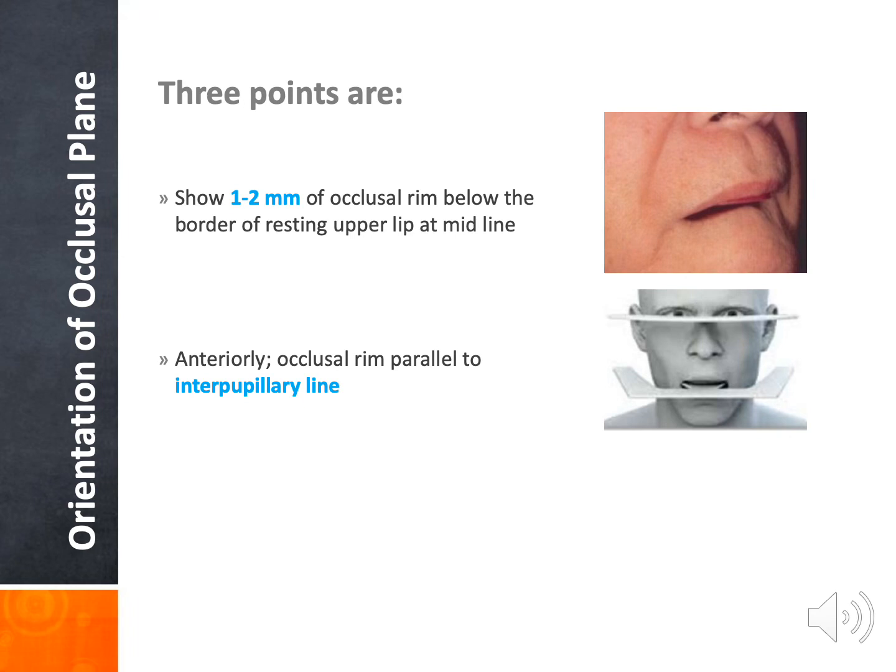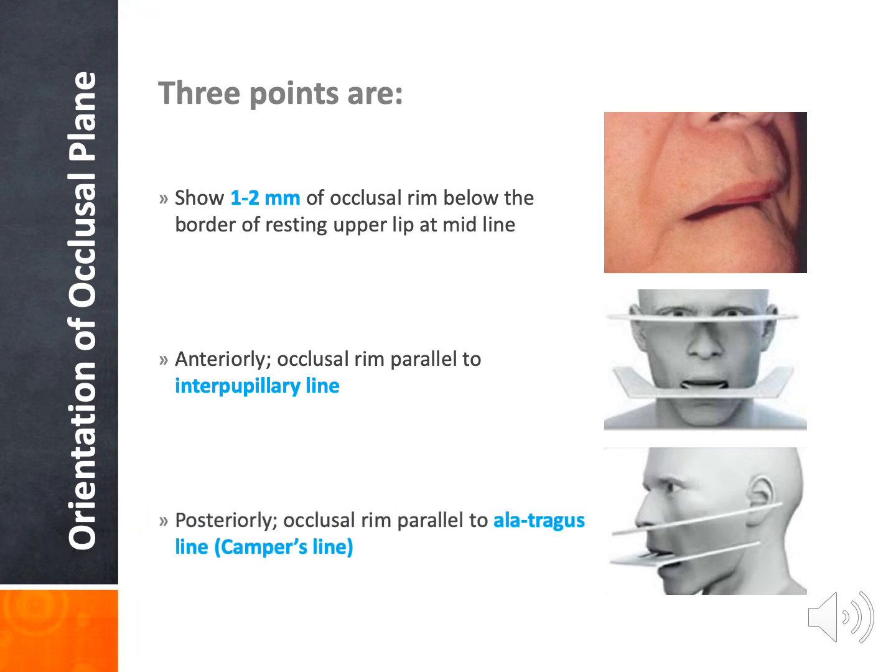Anteriorly, the occlusal rim should be parallel to the interpupillary line, as shown in the figure. Posteriorly, the occlusal rim should be parallel to the ala-tragus line or Camper's line, as shown in the figure. After correction of the maxillary occlusal rim, the occlusal plane is determined, and any correction to the occlusal rims should be done on the mandibular occlusal rim only.